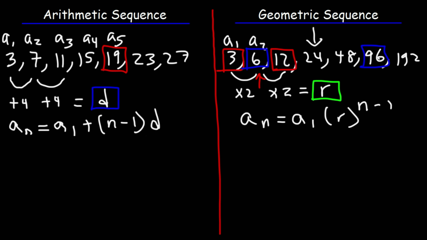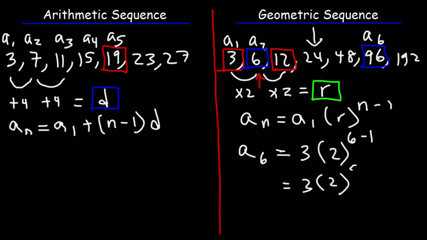Now, in a geometric sequence, we could use this formula. So let's calculate the sixth term of the geometric sequence. It's going to be a sub 6, which equals a sub 1. The first term is 3. The common ratio is 2. And this is going to be raised to the 6 minus 1. 6 minus 1 is 5. And then 2 to the fifth power. If you multiply 2 five times, 2 times 2 times 2 times 2 times 2.